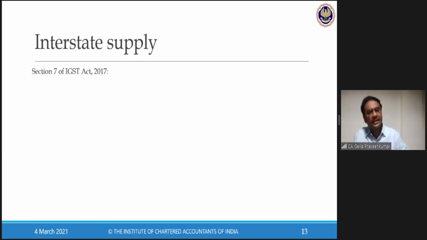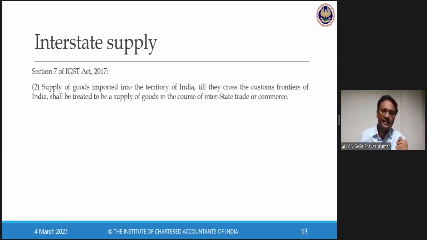Next, Section 7. We have read Section 5, a levy. So they have said you have an authority to levy a tax in relation to your imports. Section 7 says your interstate supply. Wherever there is a supply of goods imported into the territory of India, till they cross the customs frontier of India, it shall be treated as a supply of goods in the course of interstate trade or commerce.